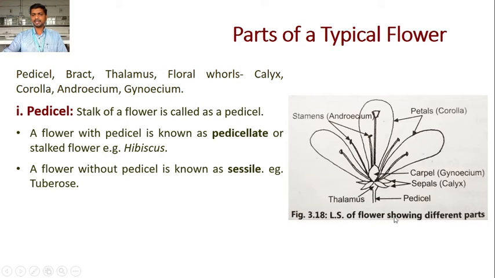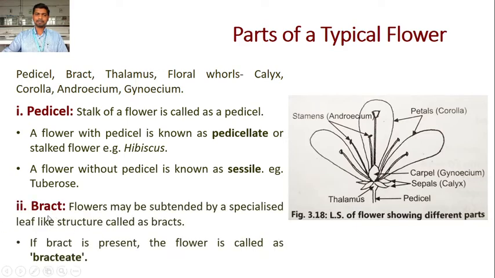So in this figure we can see the pedicel is present, so this flower is a pedicellate flower, because the stalk of a flower we call a pedicel, and if the flower is with pedicel, then the flower is a pedicellate flower or stalked flower. Okay, and if the flower is without pedicel, it is known as sessile flower.